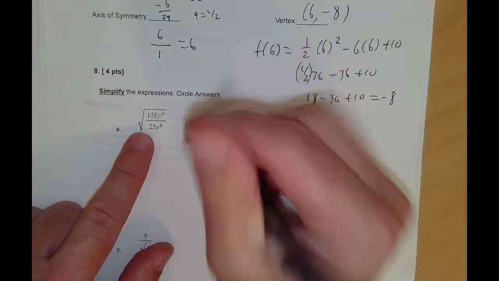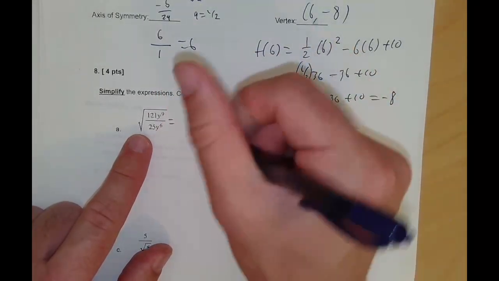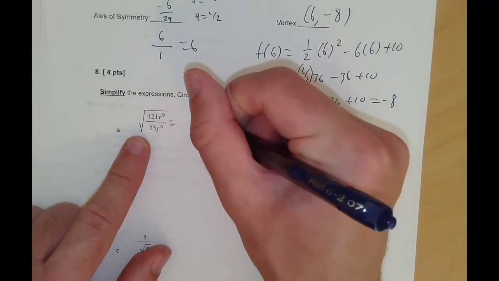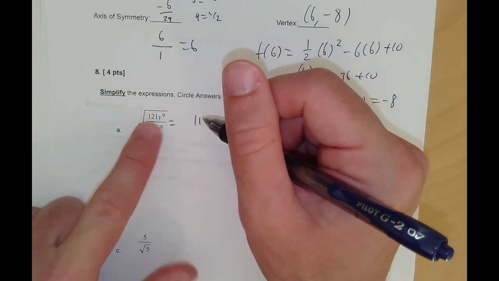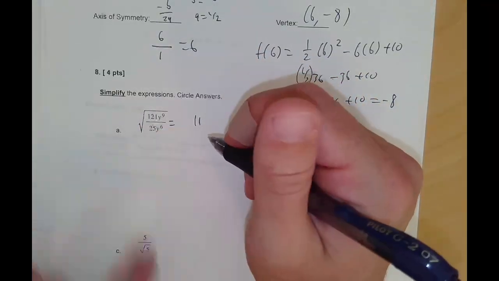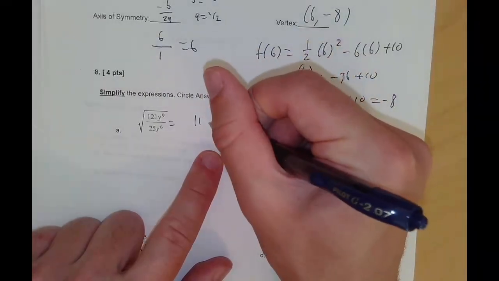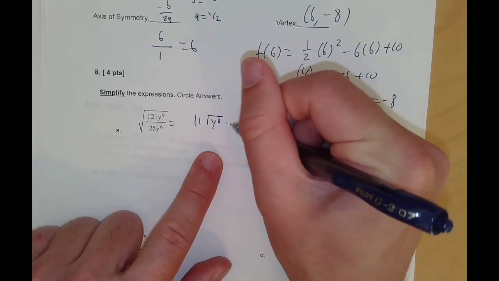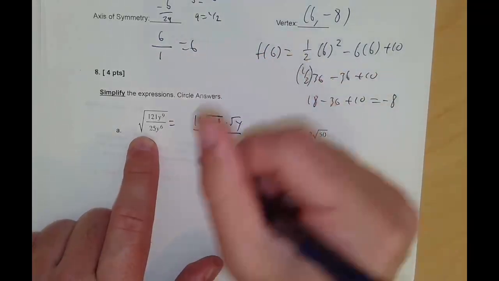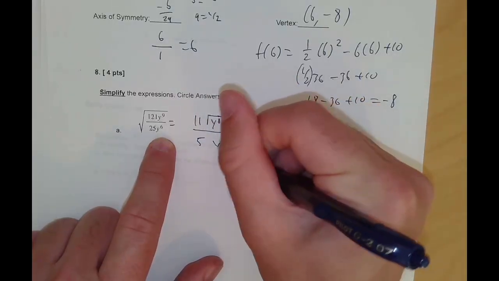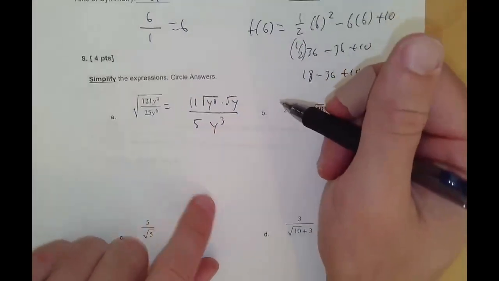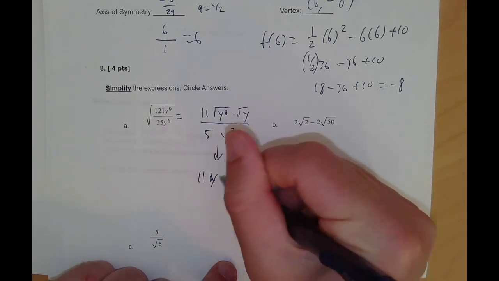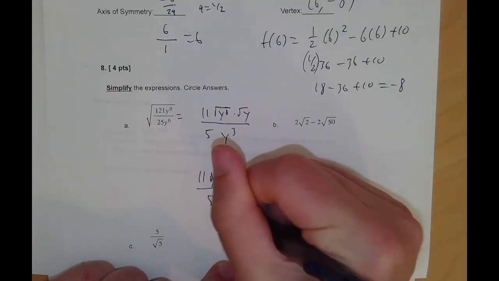We're simplifying these radicals here. So here, root 121, if you can root it, you want to root it. So root 121 is 11. Y to the 9th, I can't root that perfectly, but I can rewrite that as root y to the 8th times root y, and I'll come back to that one. Over on bottom, root 25 is 5, root y to the 6th is y to the 3rd. So I just need to simplify the numerator now. Root y to the 8th is just y to the 4th. So it's 11 y to the 4th root y over 5y cubed.